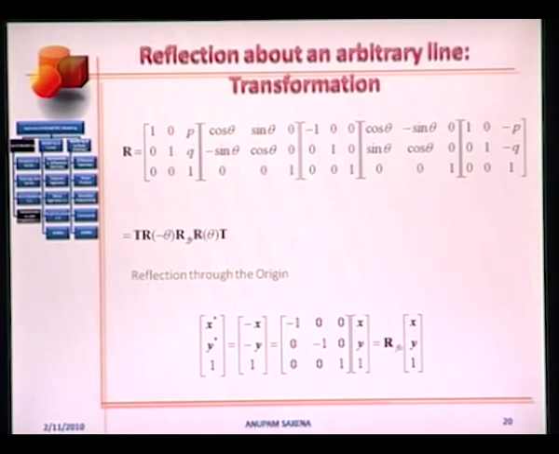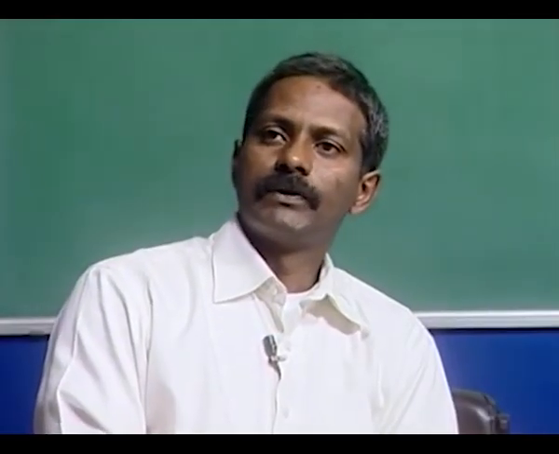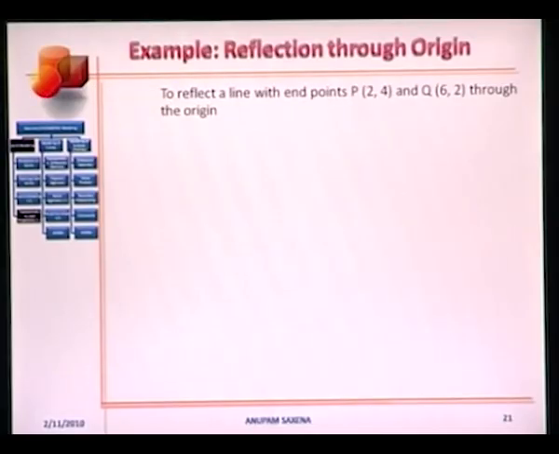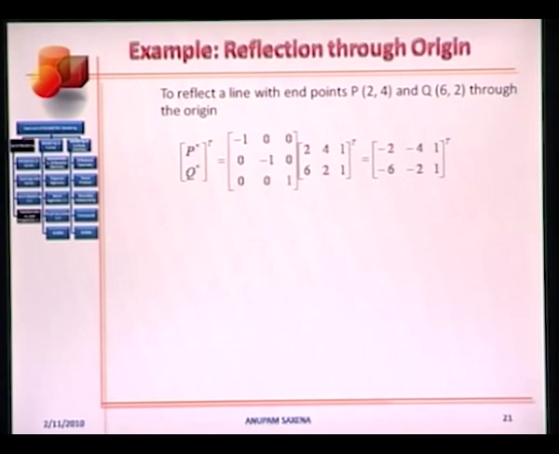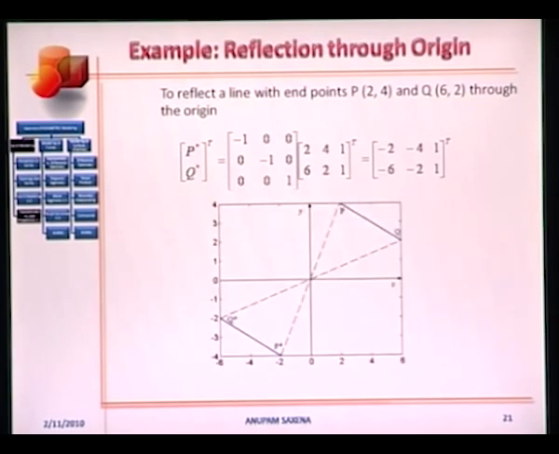One comment, an important comment here, is realize that we are performing transformations only on points. An example of reflection through the origin: a line with endpoints P and Q with coordinates 2, 4 and 6, 2 respectively, when getting reflected through the origin, the math of that can be worked out, no problem. Looks like this.